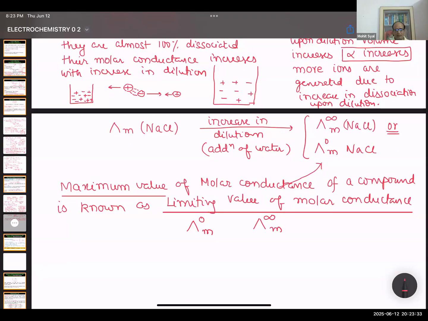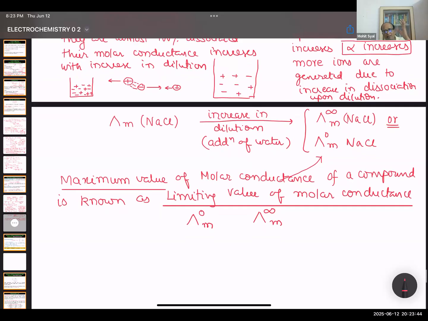Clear? So how to find it out? That's the problem. Suppose I'm putting NaCl in water, I need to have an idea of what could be the maximum value of molar conductance of 1 mole NaCl. Molar means 1 mole NaCl. Or if I'm making an acetic acid solution by putting 1 mole in any amount of water, by adding more and more water, the molar conductance is going to increase. But I need to understand what the maximum value of molar conductance will be. Is it clear? And that maximum value will be denoted by lambda naught or lambda. Marwa, is it clear?